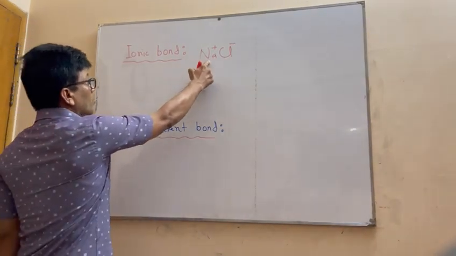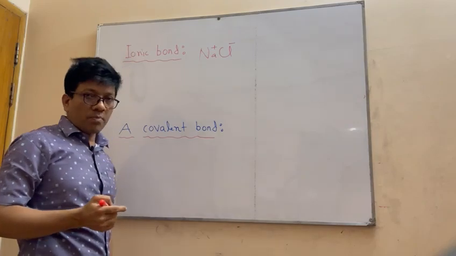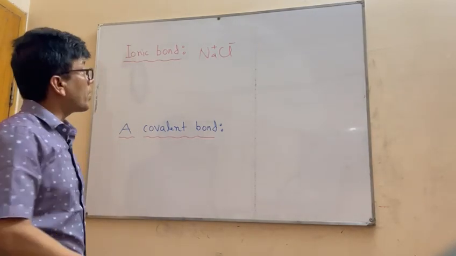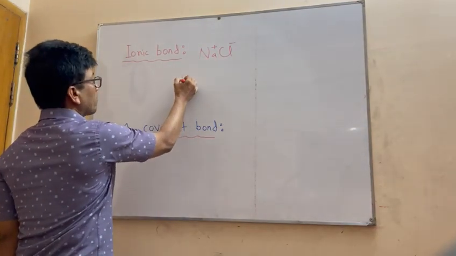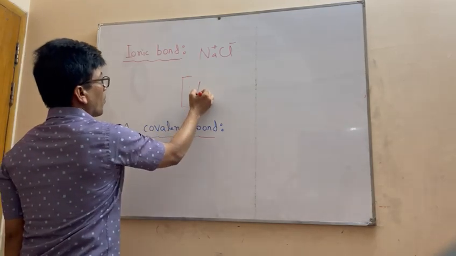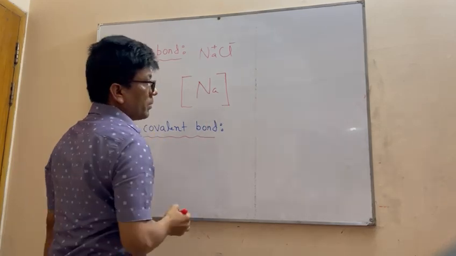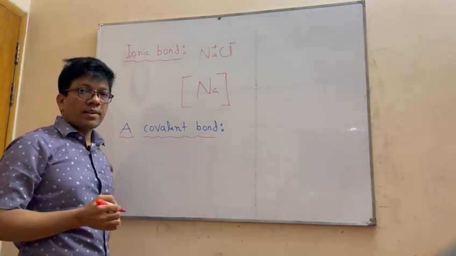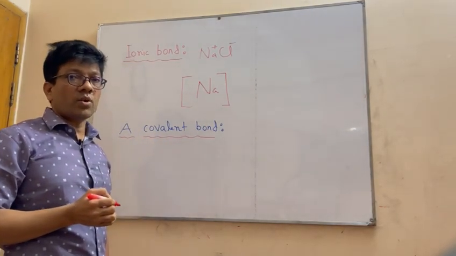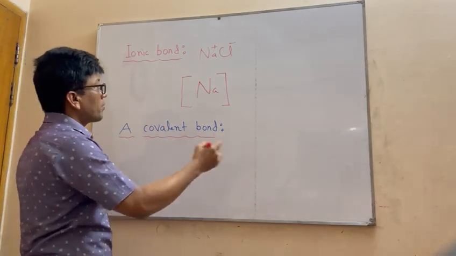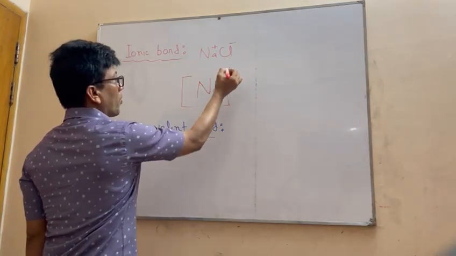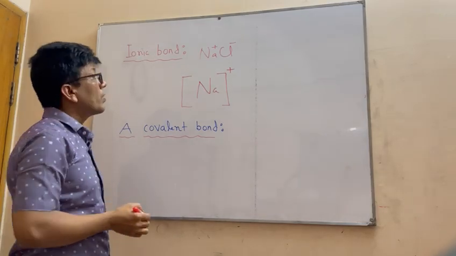Now, how is sodium chloride formed? Sodium chloride is an ionic compound. Sodium is a group 1, which means it has 1 electron in its outer shell. So sodium gives 1 electron to form positive sodium ion.